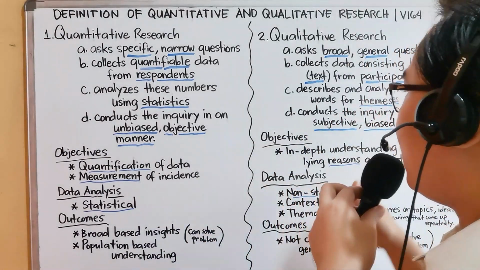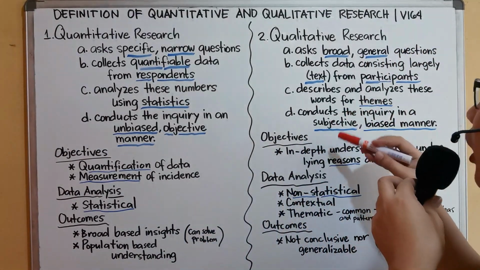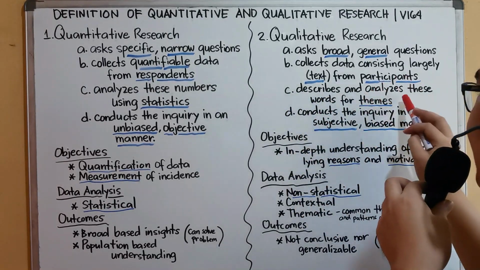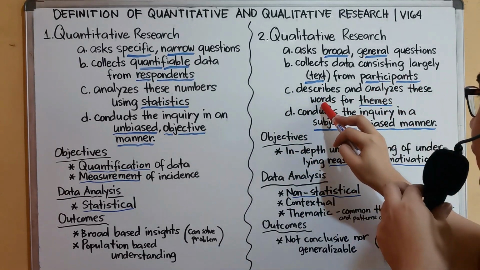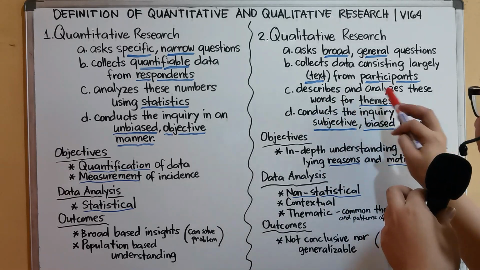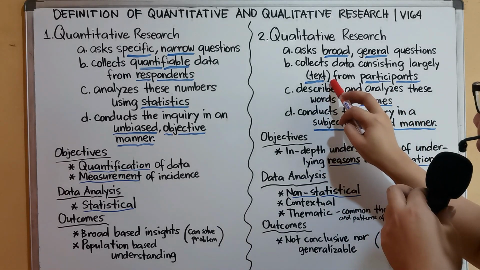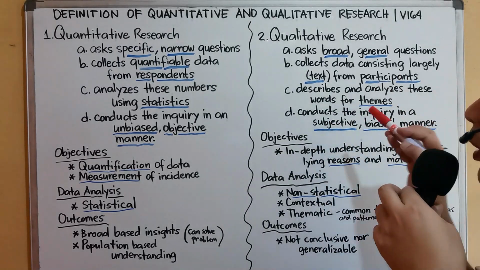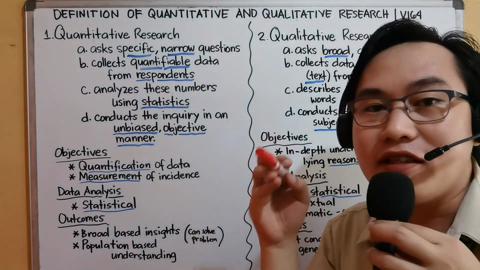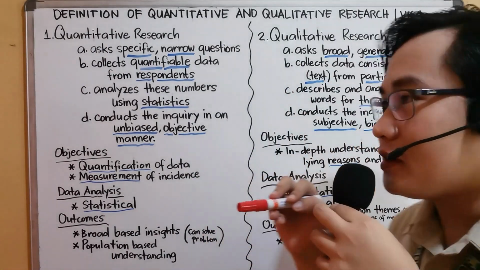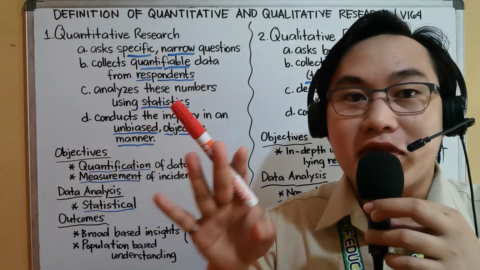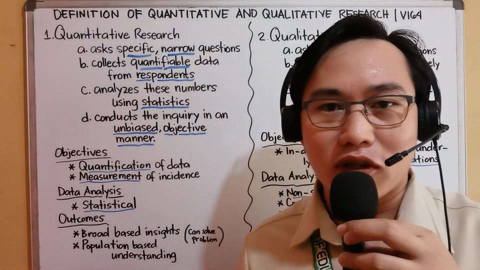On the other hand po, dito sa qualitative research, sa letter C natin nakalagay, describes and analyzes these words for themes. Kasi largely text tayo sa letter B, nakikita nyo? So, ibig sabihin, marami tayong words. In order for us to analyze the answer of our participants, gumagamit po tayo ng theming process or thematic analysis. Yun po ang correct term.